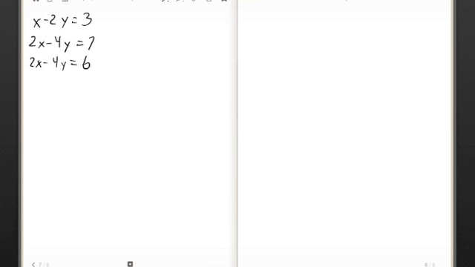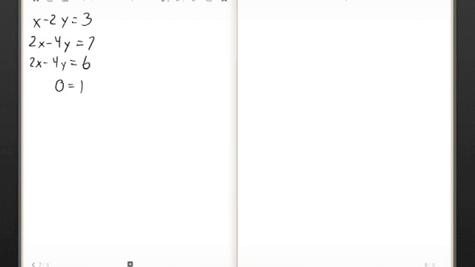So let's subtract the bottom equation from the top equation. 2x minus 2x is 0. Negative 4y minus negative 4y is 0. So we have 0 over here. That's already a sign of trouble. 7 minus 6 is 1. Now, this is pretty simple.